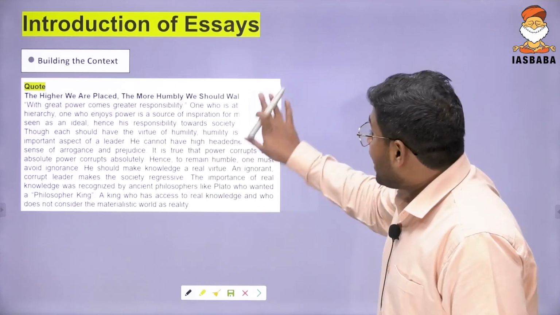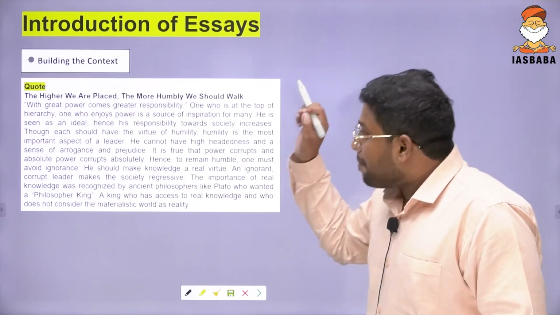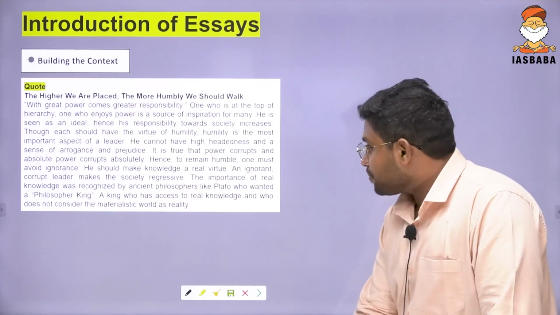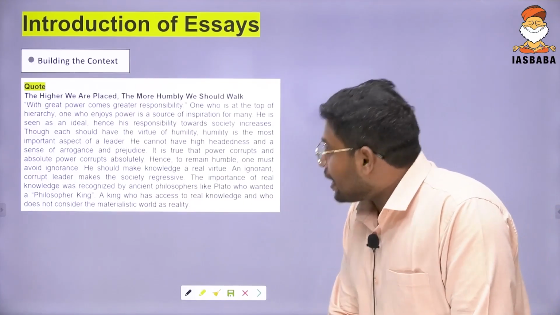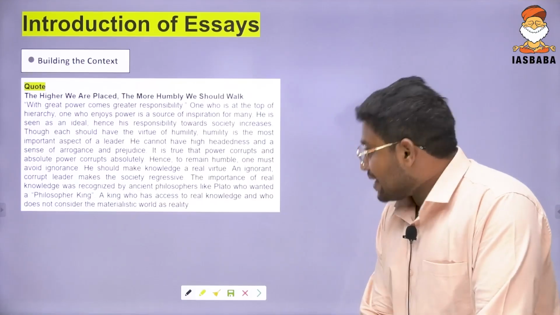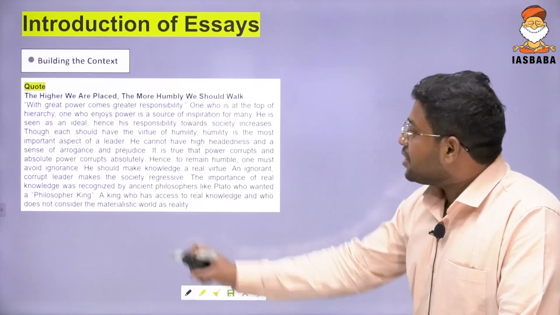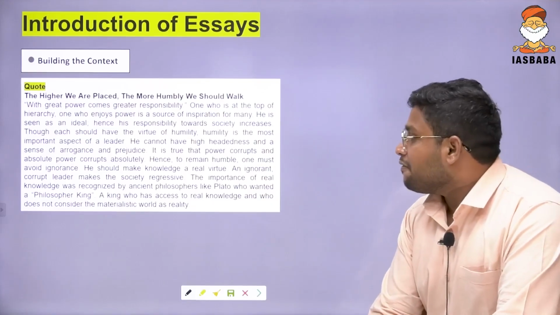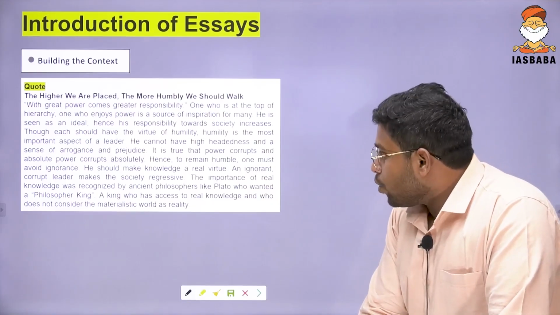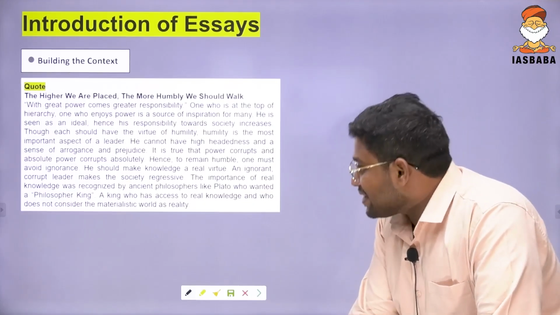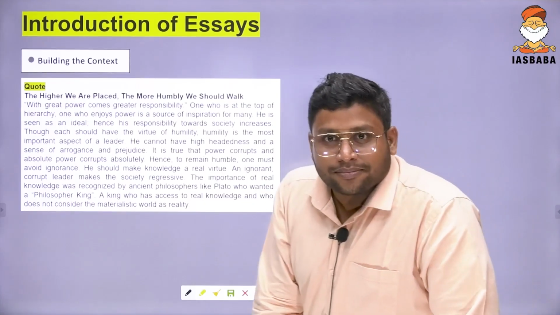Hence, to remain humble, one must avoid ignorance. He should make knowledge a real virtue. An ignorant, corrupt leader makes the society regressive. The importance of real knowledge was recognized by ancient philosophers like Plato, who wanted a philosopher king. A king who has access to real knowledge and who does not consider the materialistic world as reality.